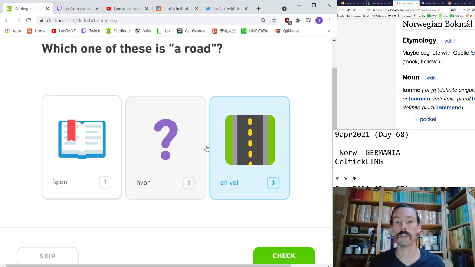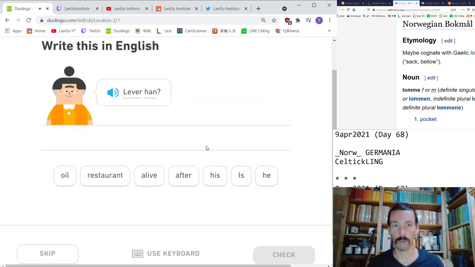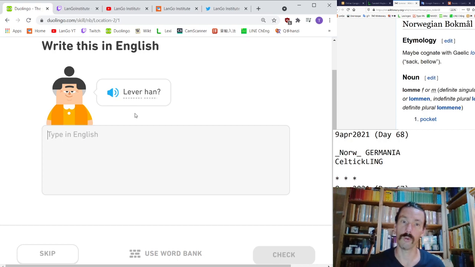Vei. En vei. That's our word. Way is the cousin of this. Lever han? Han, is he alive? Han means he. So we see this inversion.